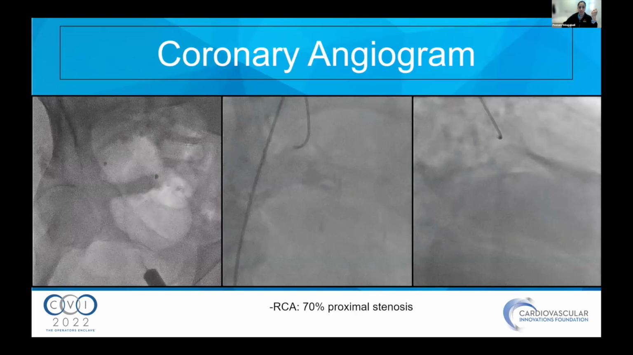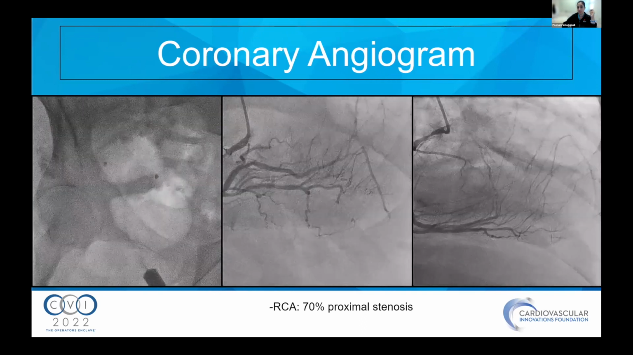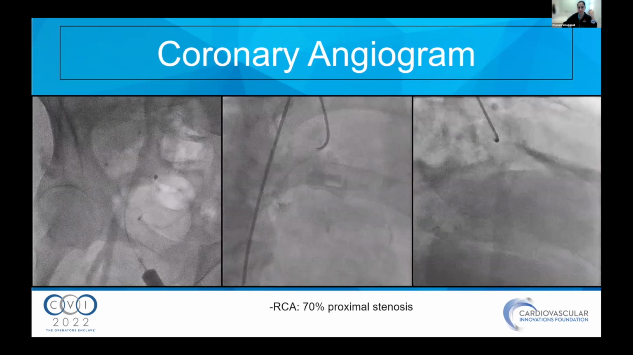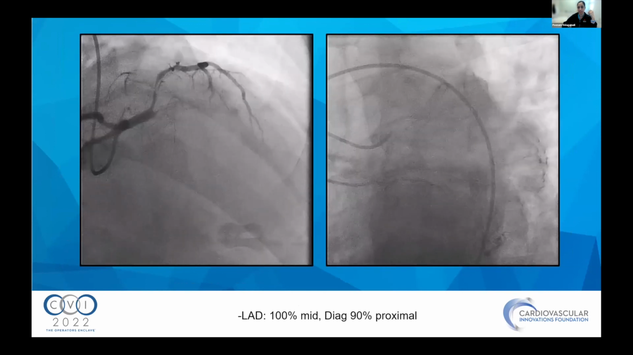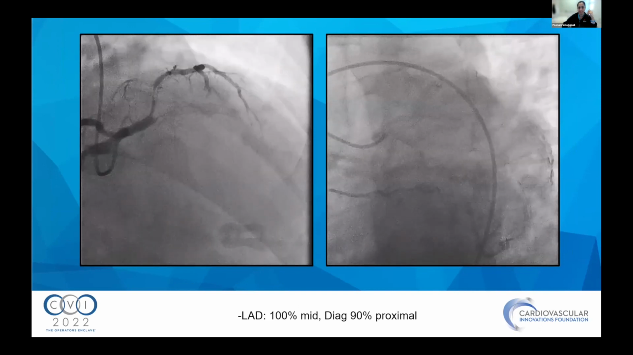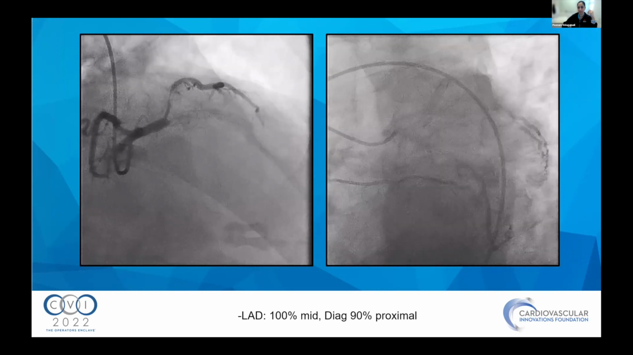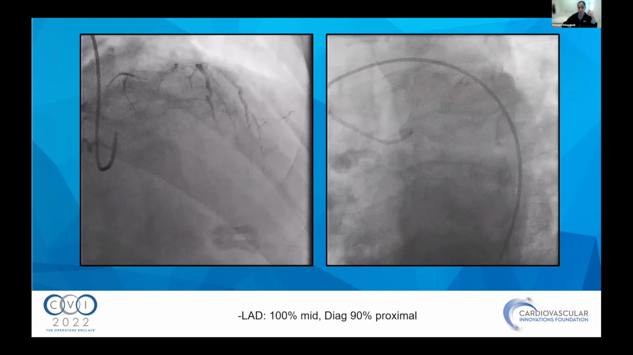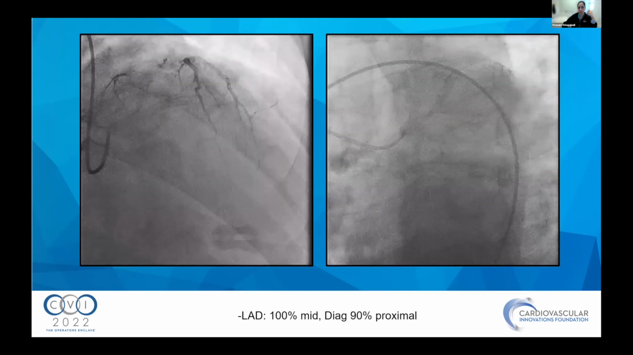So this is his right side. You can see there's about a 60-70% proximal RCA lesion. And then this is his left system. You can see that the LAD stent is 100% occluded. The diag stent has 99% stenosis and is quite diffusely diseased. So at this point, the discussion was about what do we do?